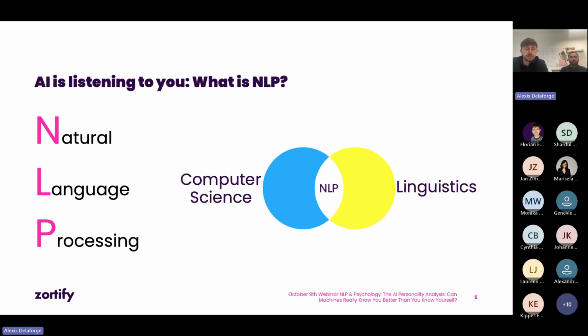Another term that I want to introduce today is NLP. NLP stands for Natural Language Processing, and it's a cross-disciplinary field between computer science and linguistics. Basically, it's just a word to describe the fact that we try to give computers the ability to process text as a human would do it.